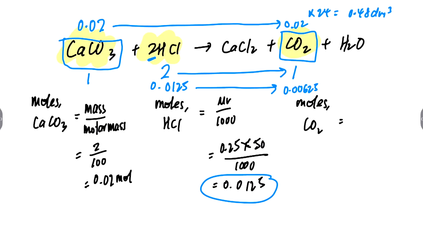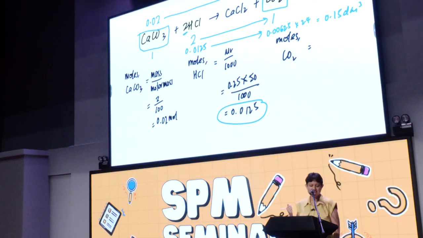This is the mole, right? Darab 24, you get 0.15 decimeter cube. Eh, juga ada jawapan. So, Oli, itu jawapan dia A atau C? Can ah? No. Which one do you follow? Yang besar ke yang kecil? Why? The more the merrier. Besar. Which one do you follow? Yang besar ke yang kecil? Kecil. Why? Sebab cikgu kata besar salah.